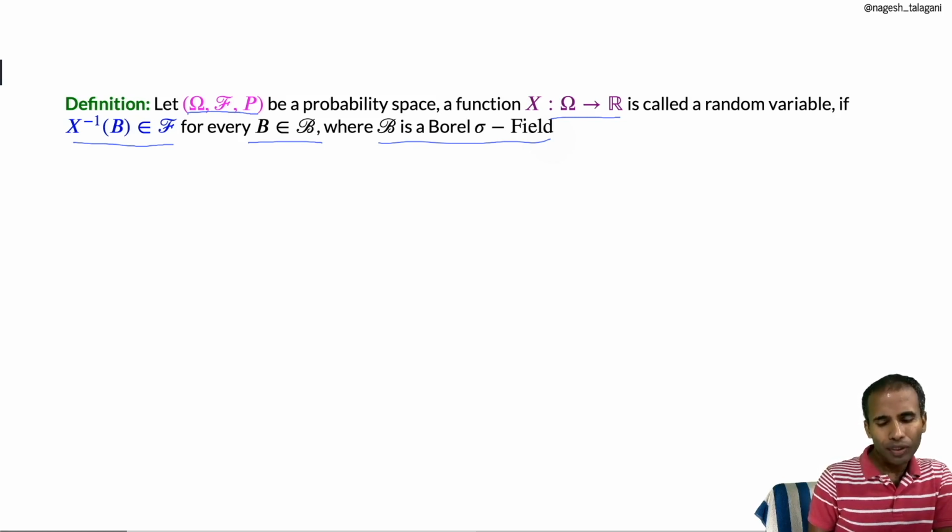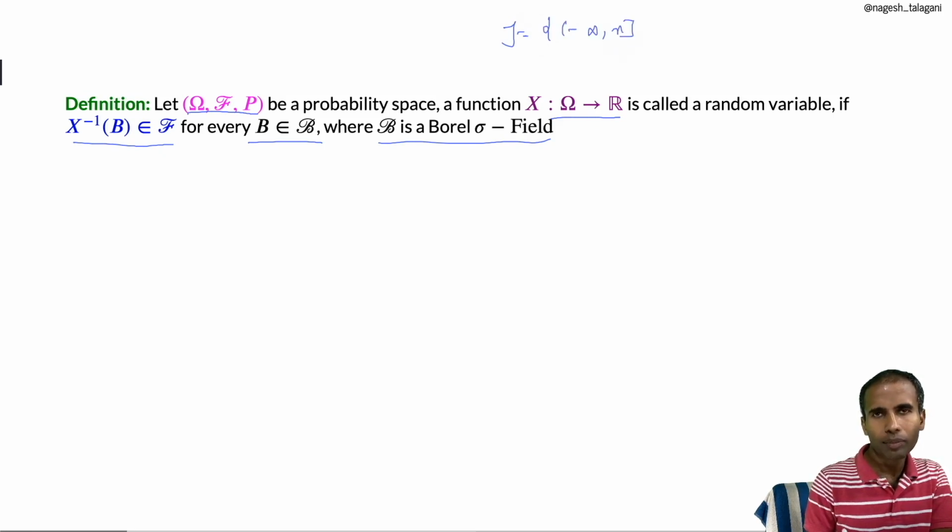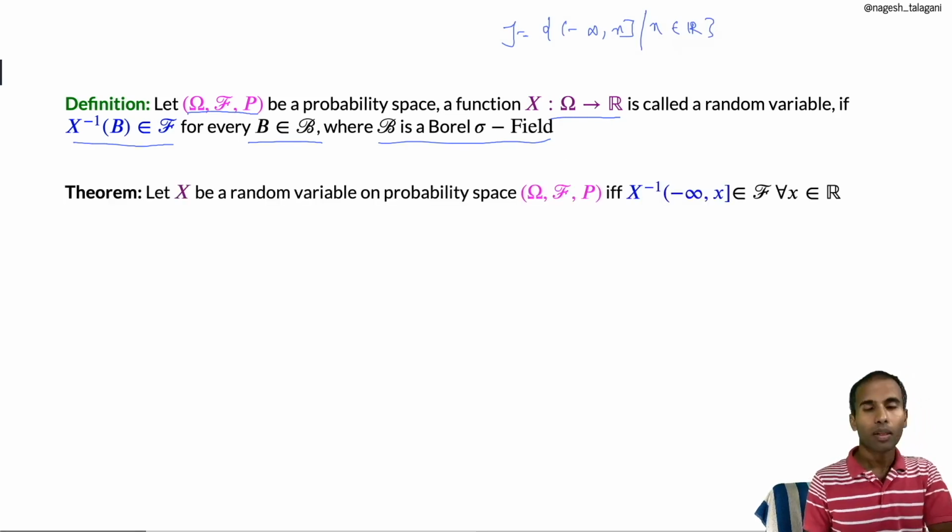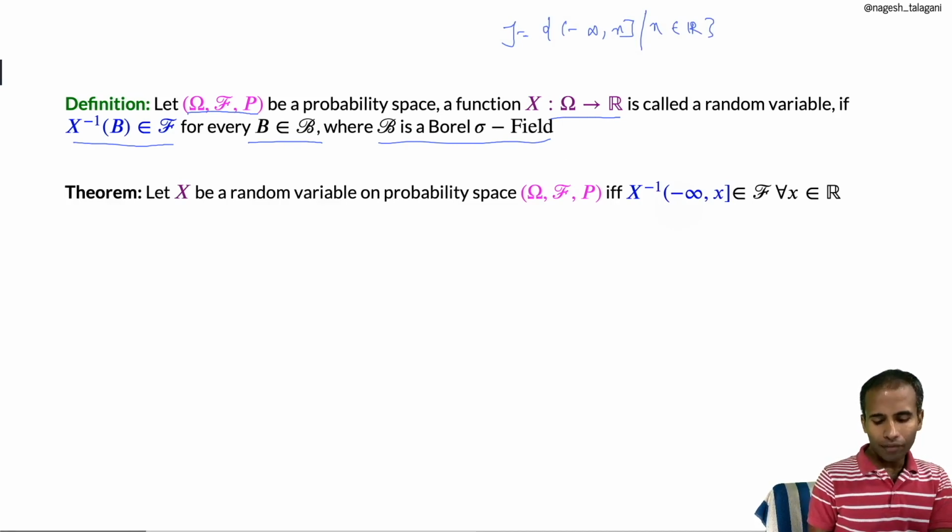Now in practice, we don't need to check this condition for all Borel sets. It's enough to check for this subcollection, script J, consisting of all intervals of the form minus infinity to x, semi-closed infinite intervals, where x belongs to R. This fact is stated in the next theorem. Theorem: let X be a random variable on the probability space (Omega, F, P) if and only if the inverse image of all these infinite semi-closed intervals belongs to F. So it's enough to check for this type of intervals.